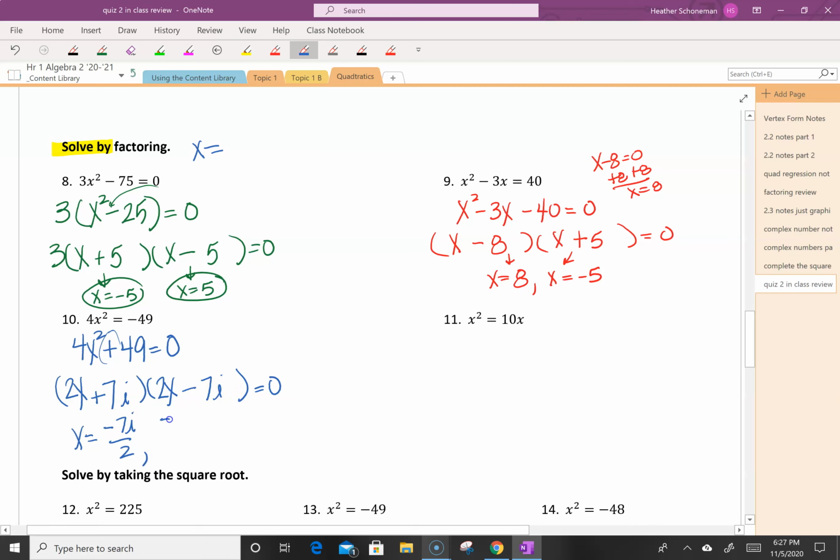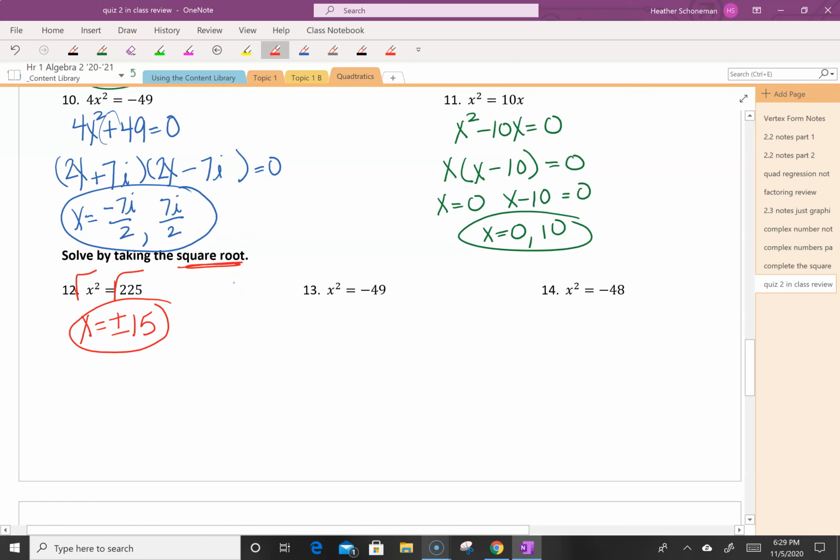So there's different types of solving, and my expectation is that you will follow the directions when you take the quiz. So on the first one, to take the square root of 225, well, that's just 15. But remember, it's plus or minus 15. I'm not adding an i because it's not negative.